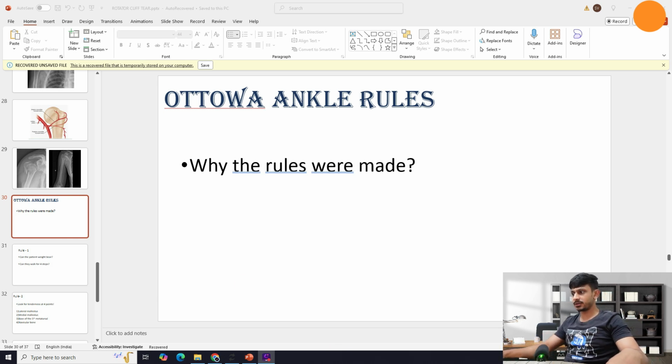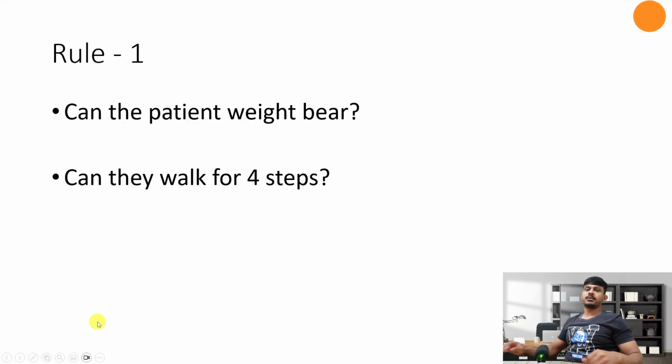Coming to rule number one. The Ottawa ankle rules are basically just two rules. The first thing you have to ask the patient is, were they able to weight bear after the trauma or the twisting injury or the accident? Were they able to weight bear immediately and walk on the suspected limb? If they were able to, that's good.